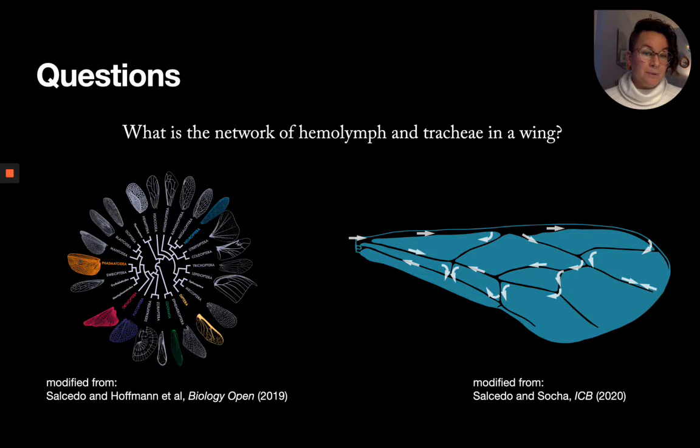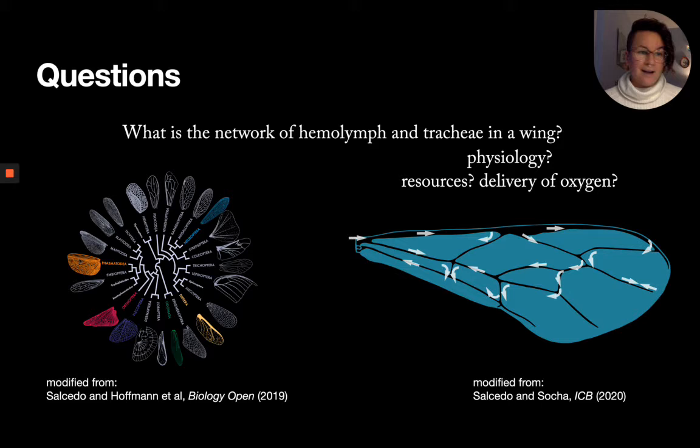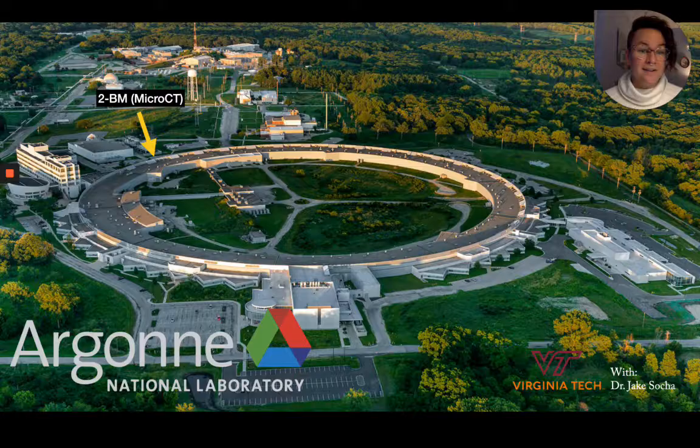So if we're thinking about all of these dynamic factors in a wing, do we even understand the whole internal morphology of an insect wing? How about delivery of oxygen and resources? And then finally, how do all of these things factor into flapping flight? So in order to answer some of these questions and at least get back at the physiology one, which will feed back into the others, we can go to Argonne National Laboratory.